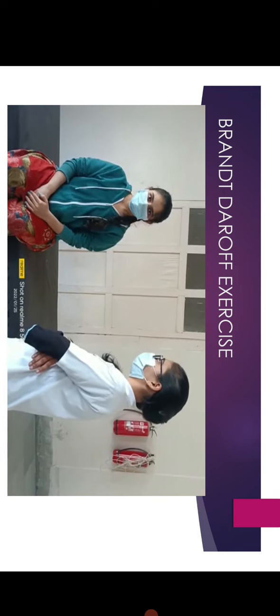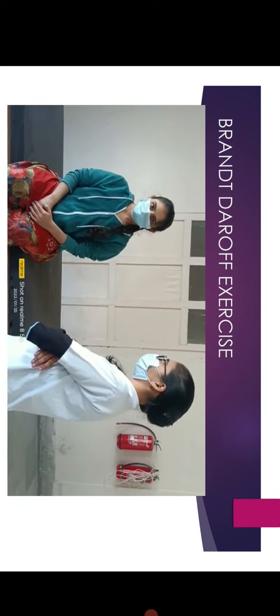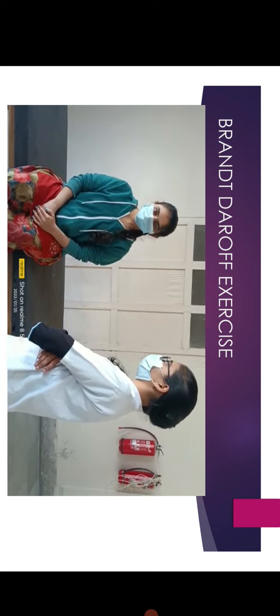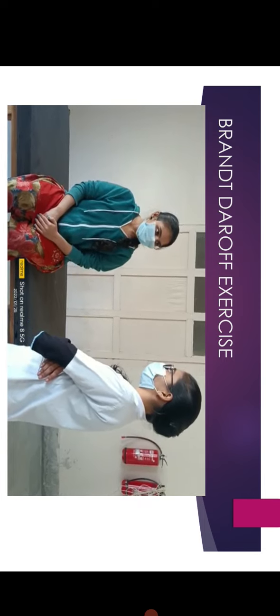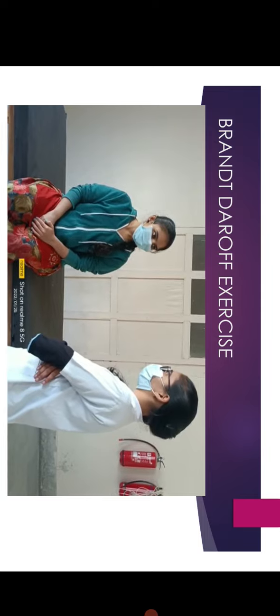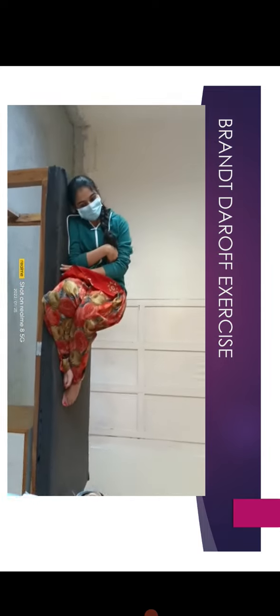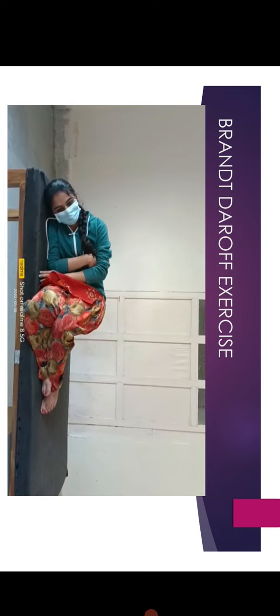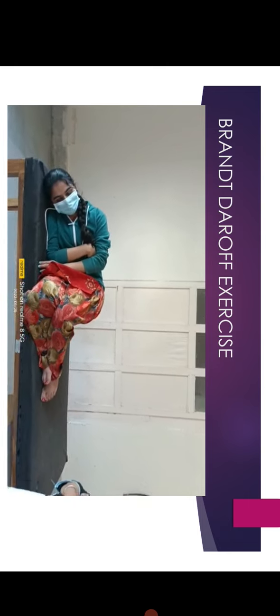Brandt-Daroff treatment for posterior semicircular canal BPPV. The patient starts in a sitting position and turns the head 45 degrees to the left, then quickly lies down on the right shoulder. Patient should be instructed to remain in this position for 30 seconds or until the vertigo stops.